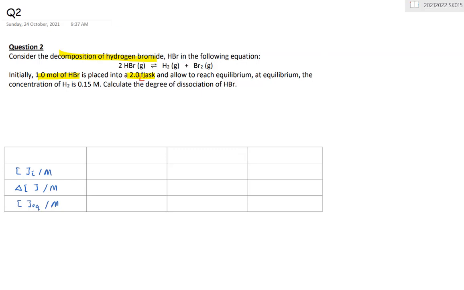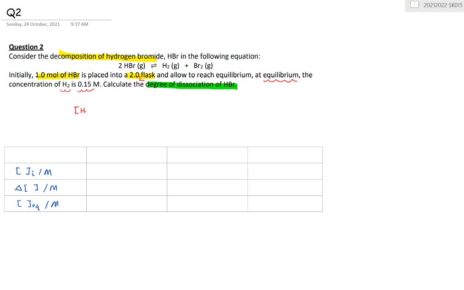It is allowed to reach equilibrium. Next information is very important. It says that at equilibrium, the concentration of H2 is 0.15 molar. So you are given one value initially and another value at equilibrium. And the question asks to calculate the degree of dissociation of HBr. So first of all, we need to calculate the concentration of HBr initially.